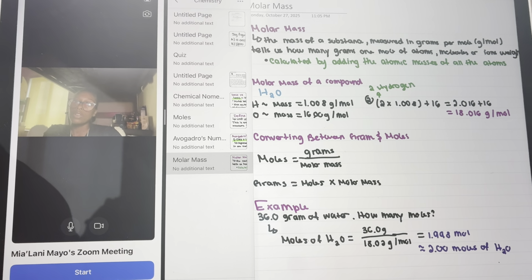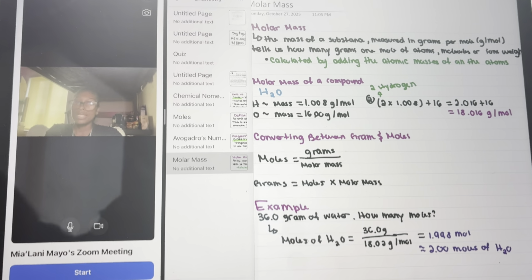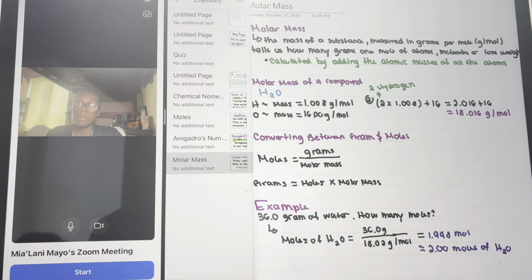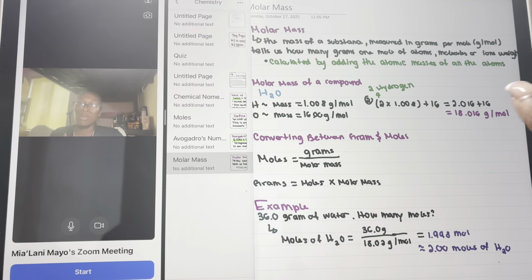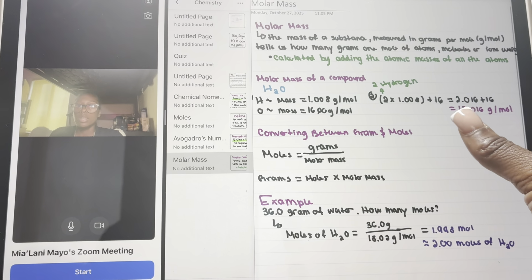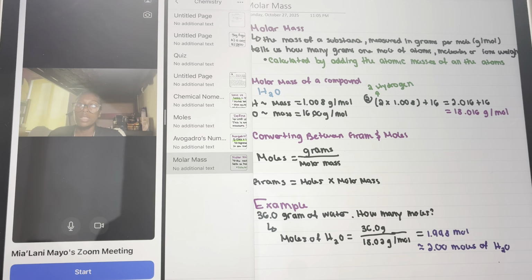My last video is on molar mass. Molar mass is the mass of a substance measured in grams per mole. This is represented in grams over mole. This tells you how many grams 1 mole of atoms, molecules, or ions weighs. This is calculated by adding the atomic mass of all the atoms.